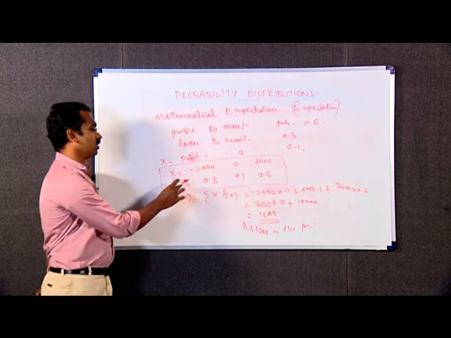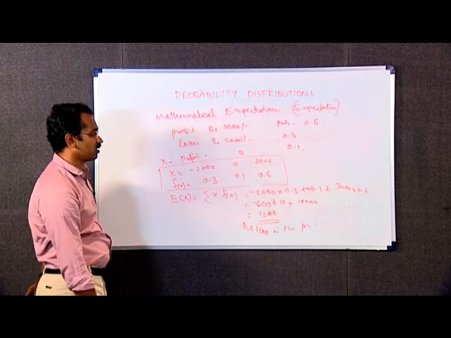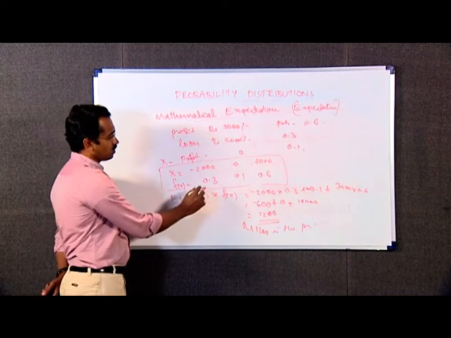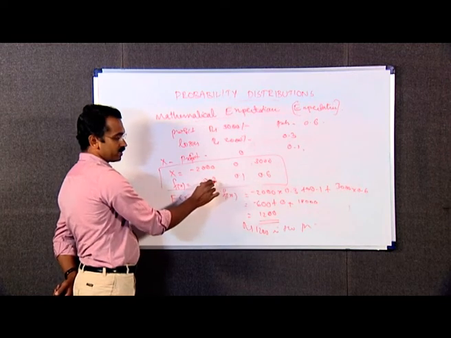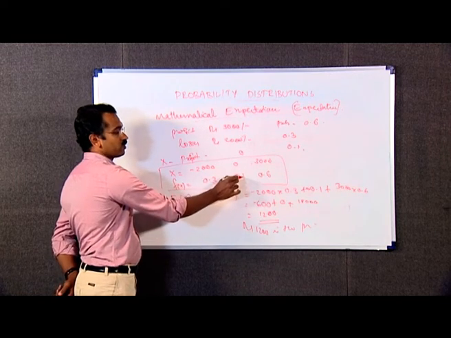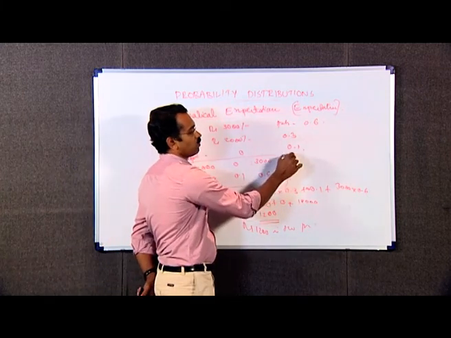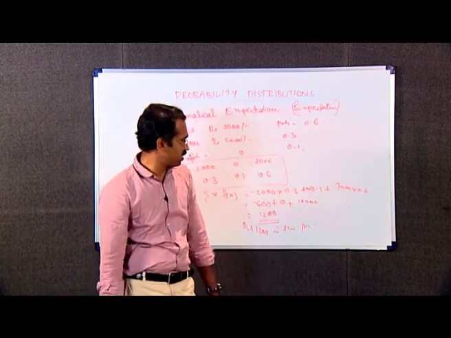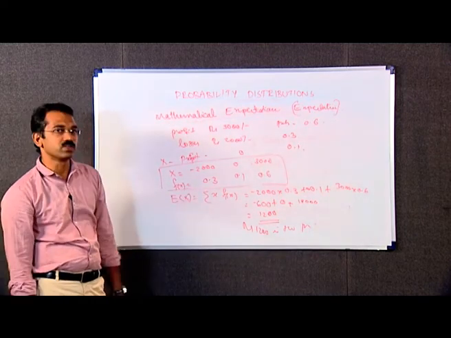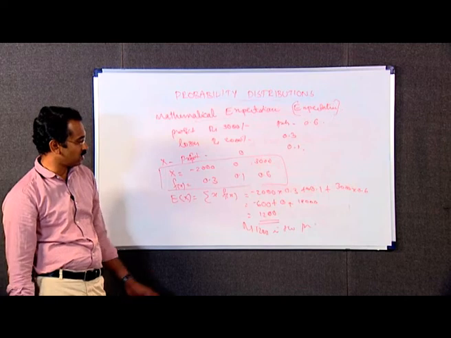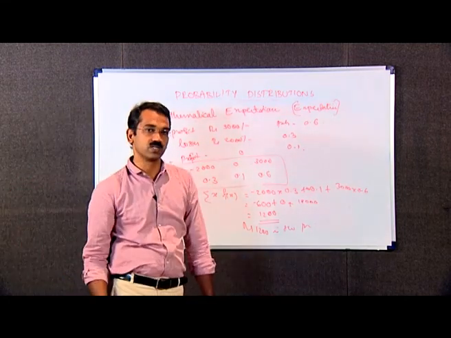Note that here all the values of f(x) are greater than 0, and if we add these probabilities, 0.3 plus 0.1 is 0.4, and plus 0.6 is equal to 1. Both the conditions for a PMF are satisfied. Therefore, we can use these definitions. This is a probability function, and we can use the definition of expectation.